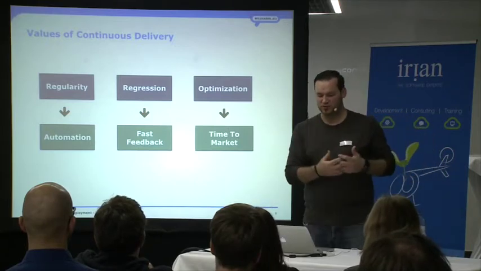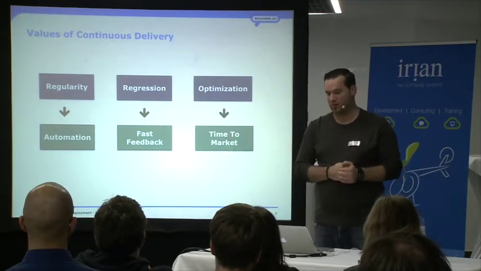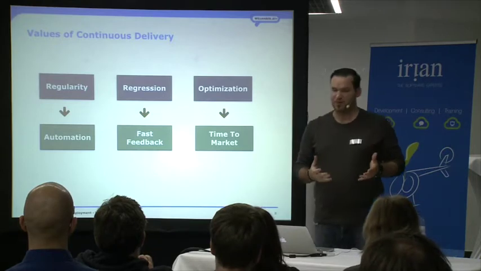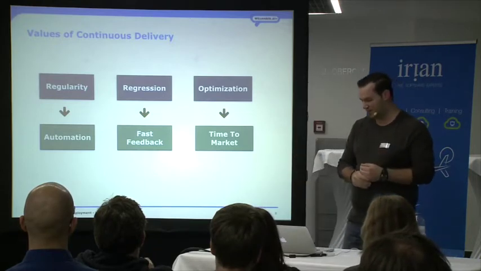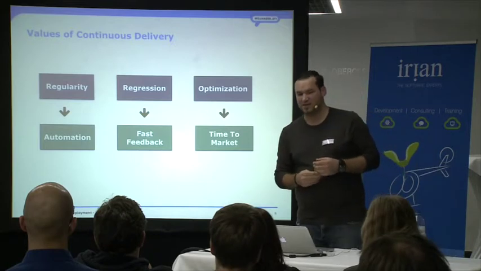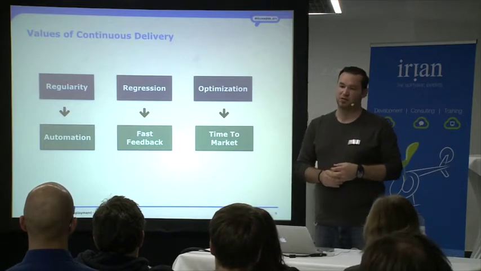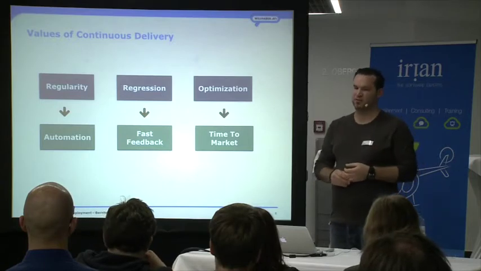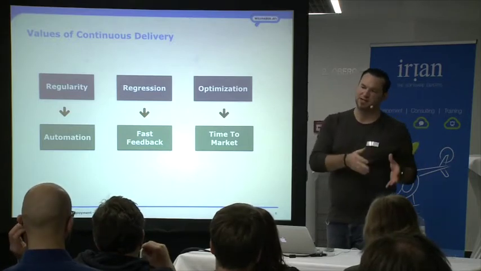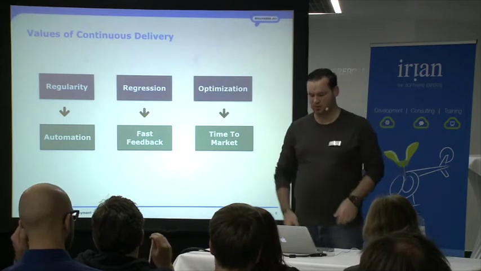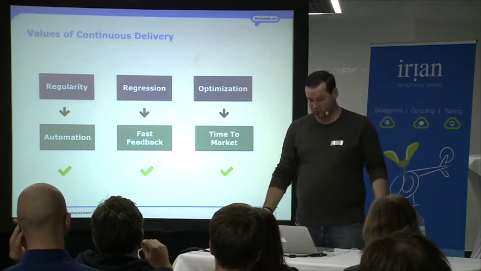So you reduce the amount of regressions later on. So fast feedback is quite important. We have a look at this also later. And the optimization of every required step brings us time to market. So that means you are faster able to release software if you optimize every single step that is required to release a software. So this is all good.